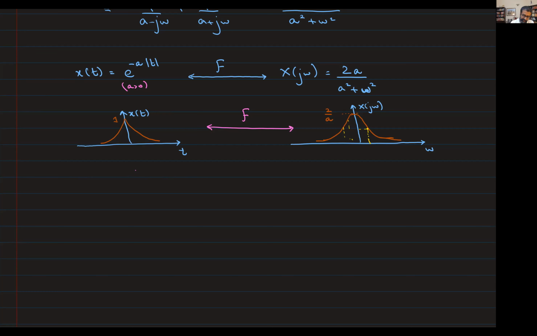Acha. So in order to answer this, let me take two cases. Let's say this is t, this is x of t, and let's say A was equal to 0.1. What kind of a signal would you expect in the time domain? That signal is still a decaying exponential, but the decay rate is very, very small. Something like this.